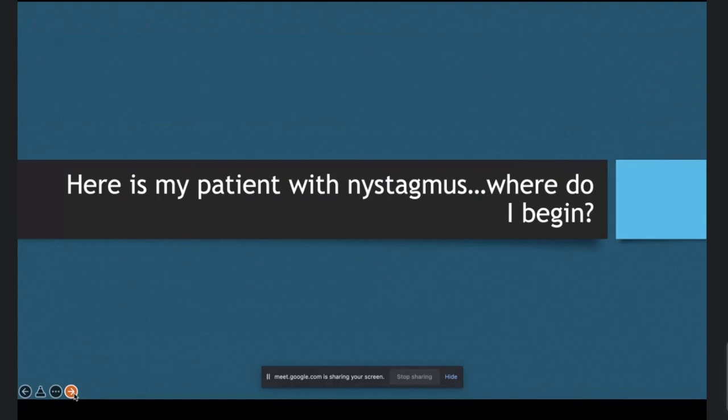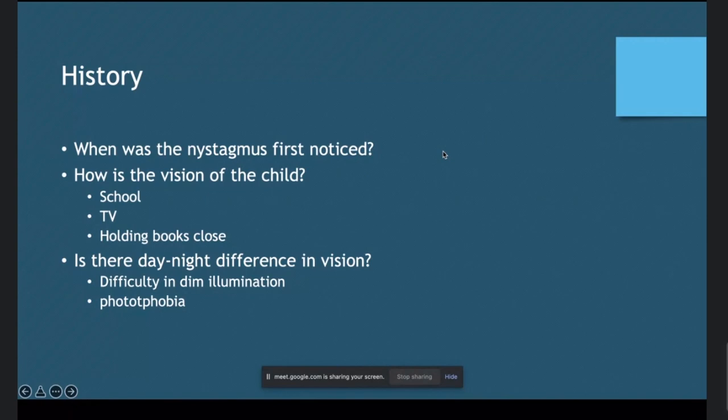Fine. Everybody understood so far, because now we are going to go to the clinic and see a patient. So now let us go to a patient. We are going to ask certain questions. I'll go over the questions and then we will apply them to our patients whom we saw already.